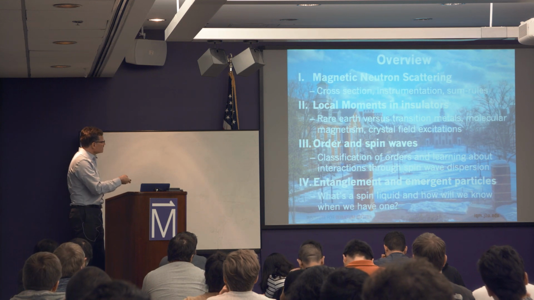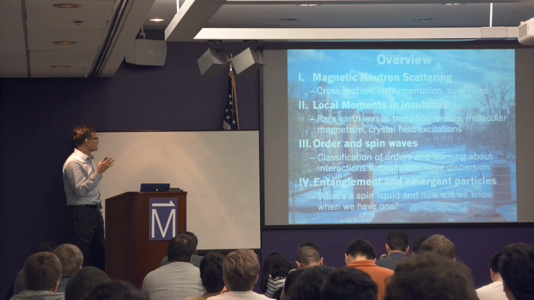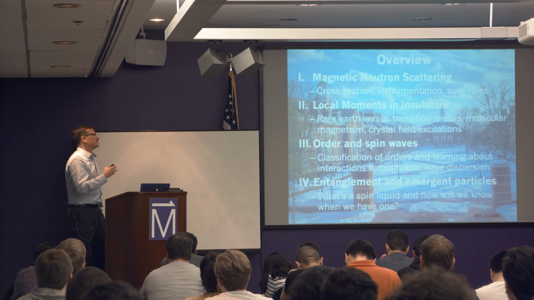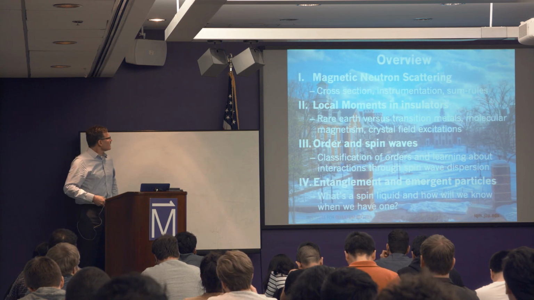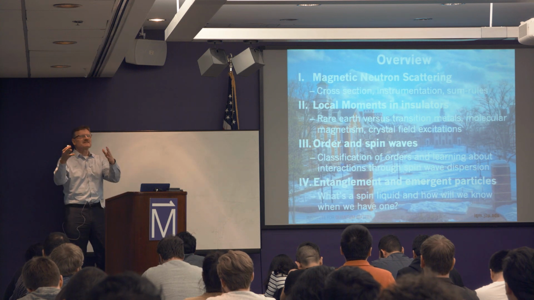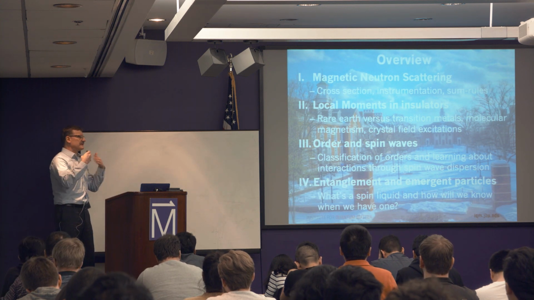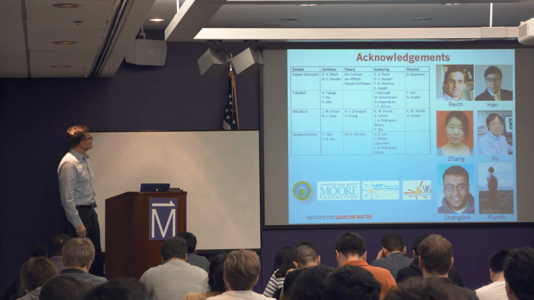And then in the 4th part, we're going to talk about entanglement and emergent quasi-particles, and that'll be reflecting our attempts to develop materials that actually form quantum spin liquids. Some of the things that we touch on today, we will also revisit a little bit tomorrow when we try to bring in itinerant electrons as well. Okay, so that's the story.